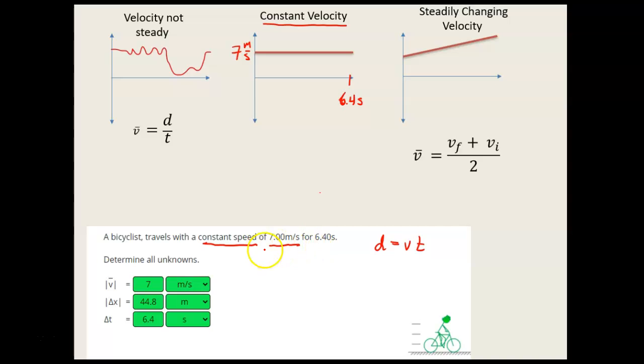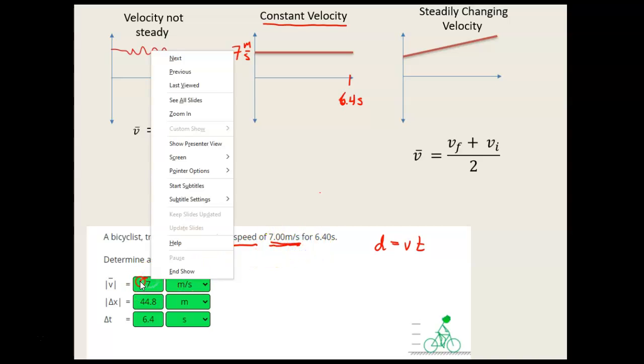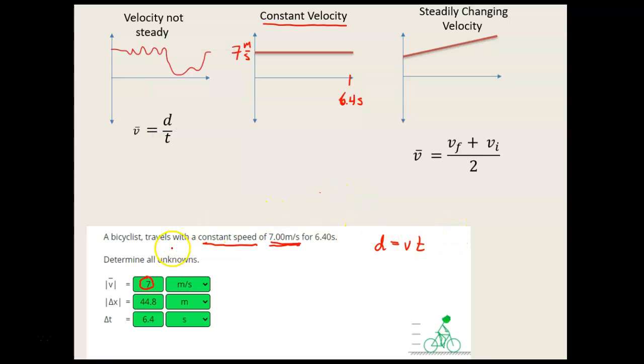Well, they gave us two things: 7 meters per second. So we just plug in average velocity is 7, and we know average velocity is 7 because it's constant velocity, right? Our initial velocity was 7, our final velocity was 7. 7 plus 7 divided by 2 is 7. So we know our average velocity is 7, and what are the units? 7 meters per second. So you have to enter two things. You have to enter what is the average velocity and what are the units of that average velocity.